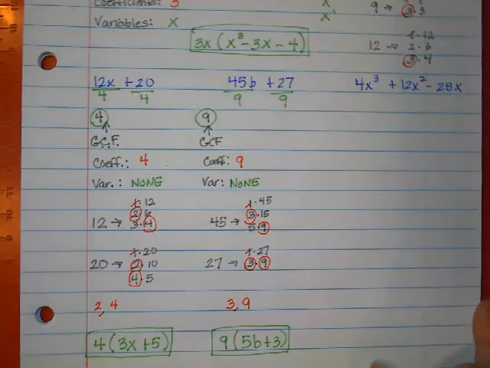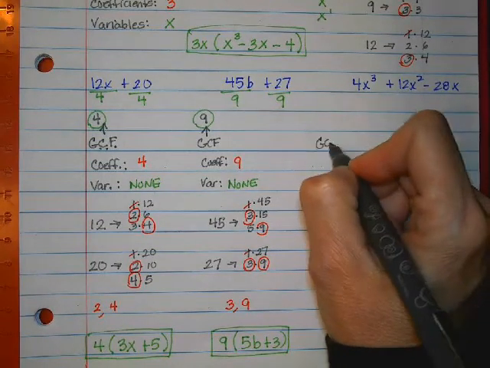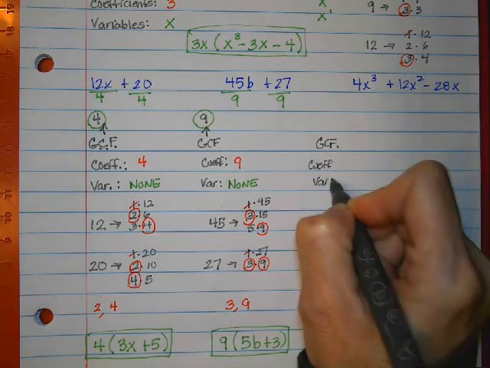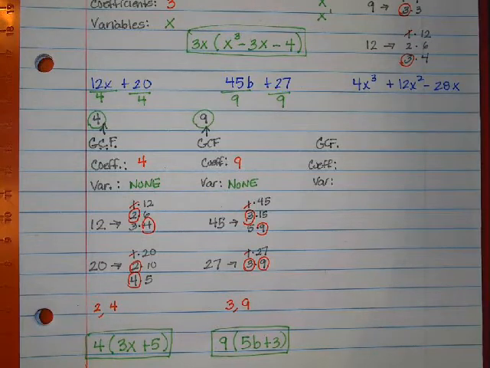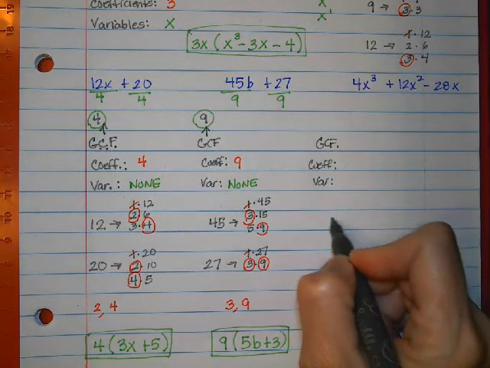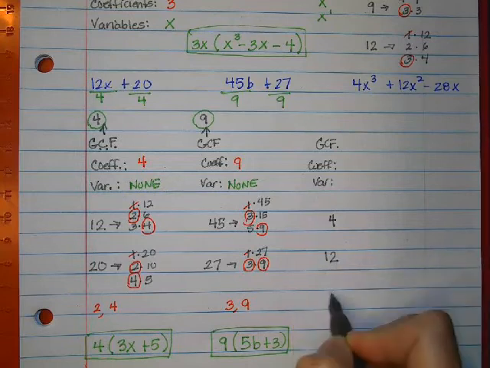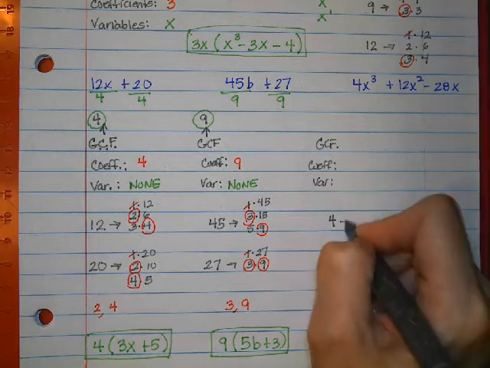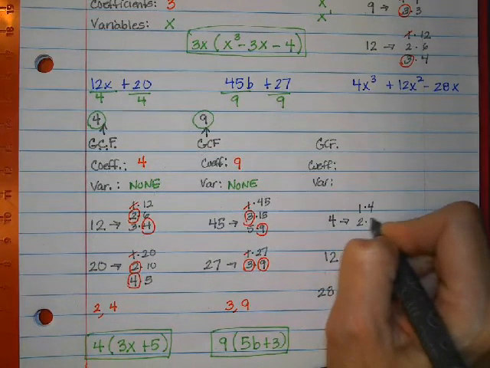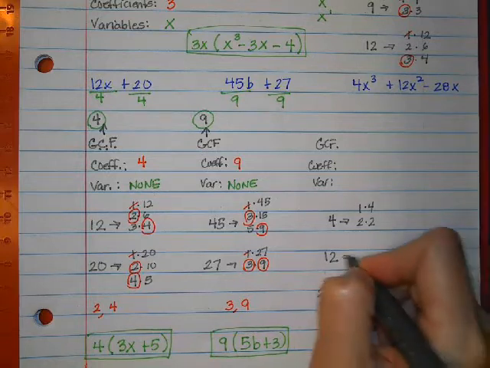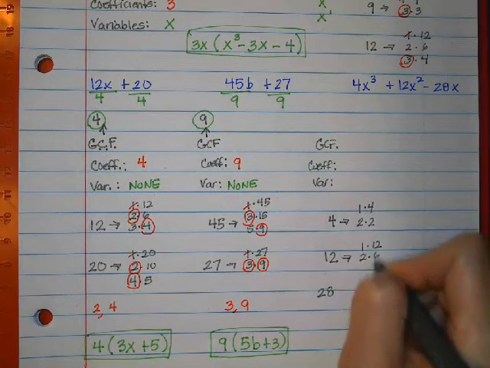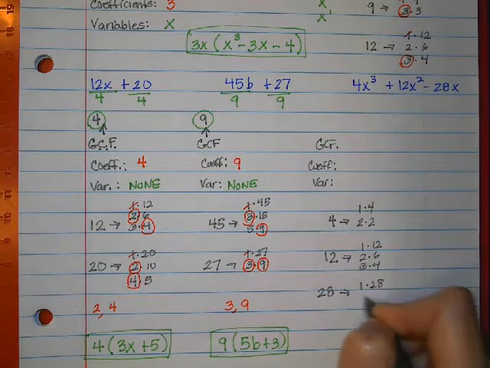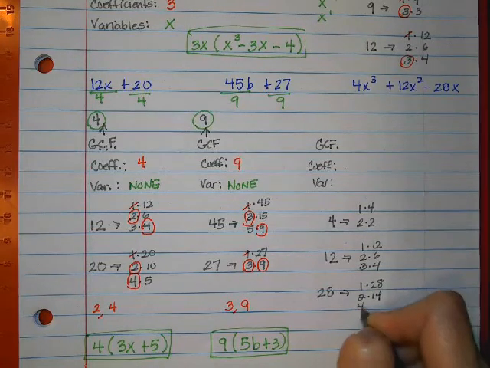Alright, our final example. On this example for GCF, we've got coefficients and a variable. So first I have to identify our coefficients. They are 4, 12, and 28. For 4: 1 times 4, 2 times 2. We've done 12 already, so we'll write this down: 1 and 12, 2 and 6, 3 and 4. To get 28, we got 1 and 28, 2 and 14, 4 and 7.